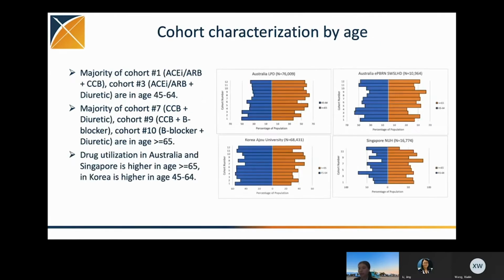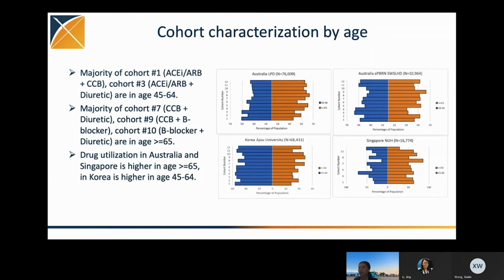Now let's look at characterization by age. The majority of cohort number 1, ACE inhibitor or ARB plus calcium channel blocker, and cohort number 3, ACE inhibitor or ARB plus diuretics, are aged 45 to 64 years old. Whereas the majority of cohort number 7, calcium channel blocker plus diuretic, cohort number 9, calcium channel blocker plus beta blocker, and cohort number 10, beta blocker plus diuretics, are aged 65 and above.